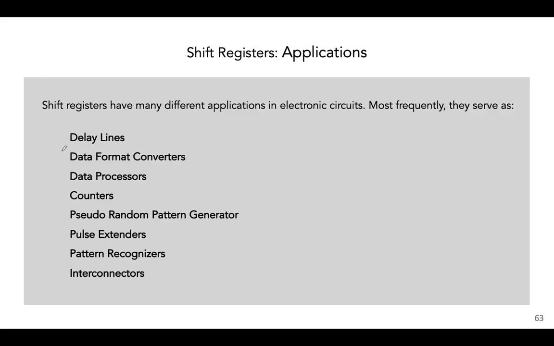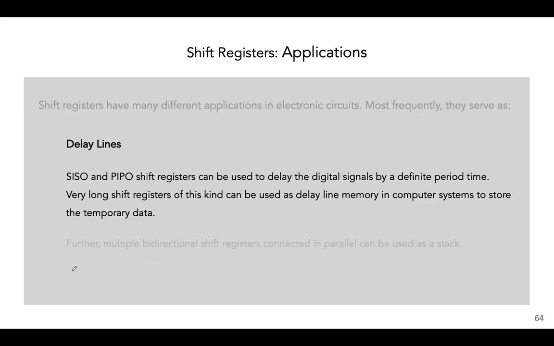They are used to construct data format converters, how they are used in data processing, how they can be used to design counters, which is another concept that you are going to be studying or may have already discussed. How we can use shift registers to design pseudo-random pattern generators or pulse extenders, pattern recognizers, and interconnections. So these are all components of electronic circuits, and these are all something that you can design using shift registers, right? So let's start with delay lines.